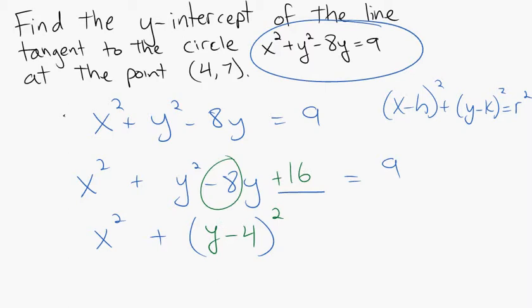Now, someone mentioned we can't just randomly add a number on to one side of the equation. It would make the equation untrue, unbalanced. So if we add it onto one side, we're going to have to add it onto the other side to even out the equation. Now we have 25.